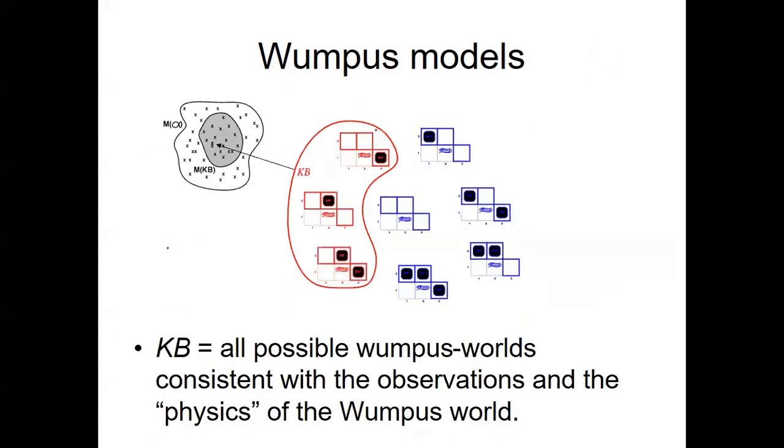Fine. So this is the reduced KB. That is all possible Olympus worlds consistent with the observation and the physics of the Olympus. Physics means whatever knowledge we know. So with that, our KB size is now reduced.